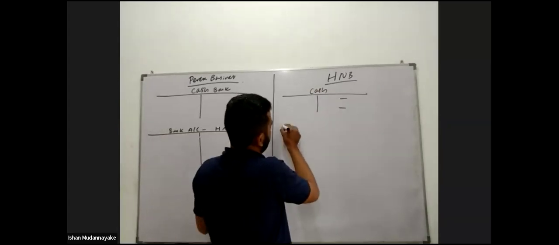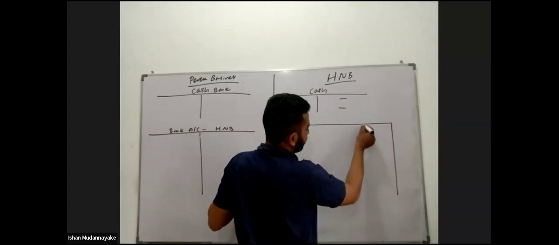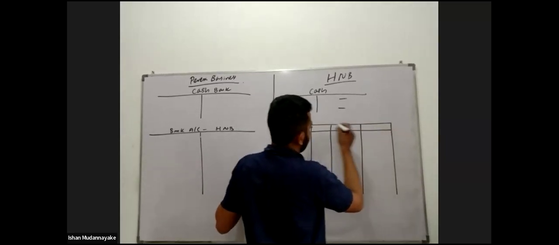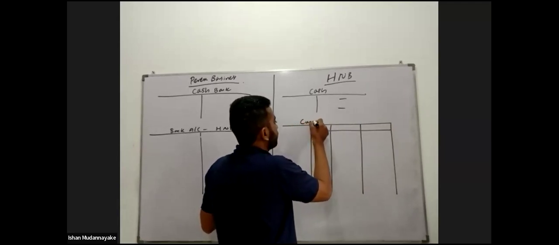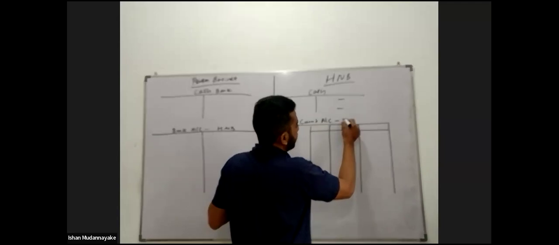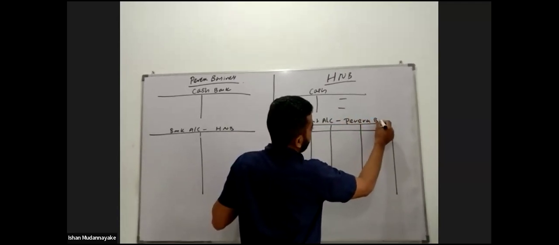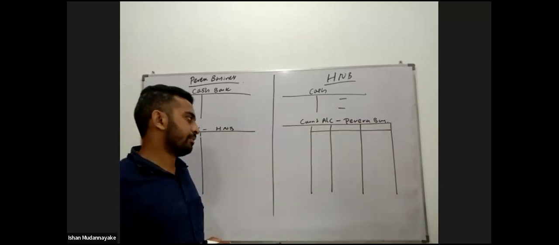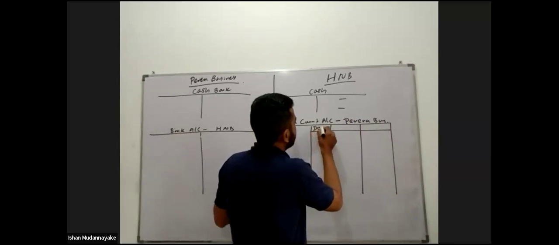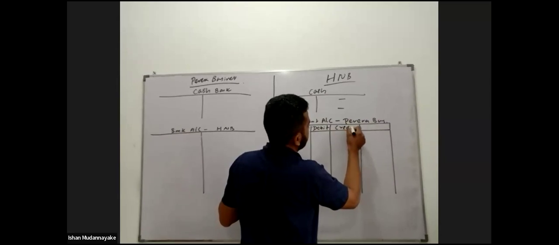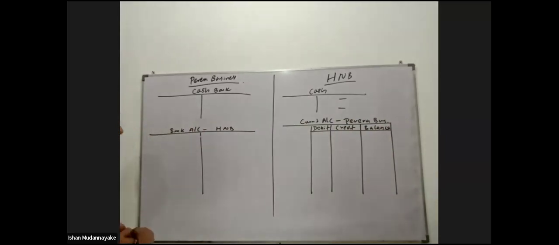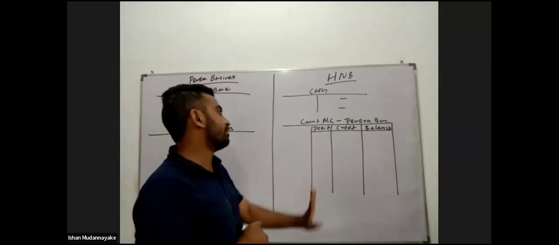And then here, draw the current account maintained by the HNB bank. Now here, the current account for the Pereira business. This is a current account maintained by the HNB bank for the Pereira business. Here debit, here credit and balance. This is the bank account maintained by the Pereira business for the HNB bank.